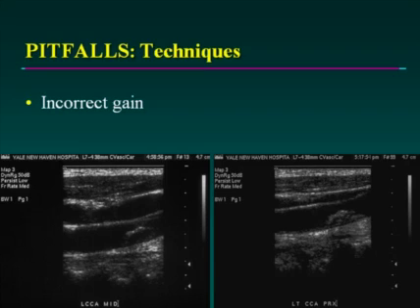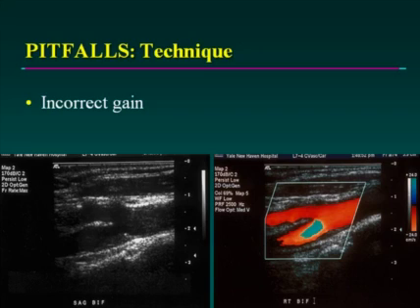Remember that gain can cause problems. Here's an example of two plaques. This one looks like it has intraplaque hemorrhage, but if you turn up the gain even a little bit, you can see that there is quite a lot of echogenicity within the plaque, and that this is not the intraplaque hemorrhage that it appears.